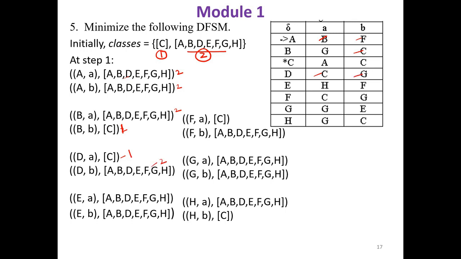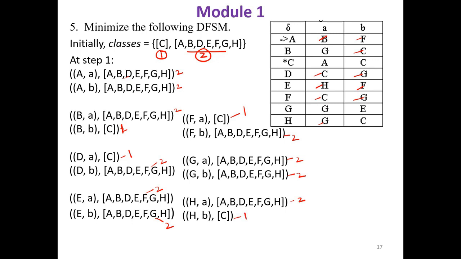Similarly, EA goes to H and EB goes to F, so this is class 2. FA goes to C, class 1. FB goes to G, that is class 2. GA and GB go to G and F, so they go to class 2. HA goes to class 2, whereas HB goes to C, that is class 1.